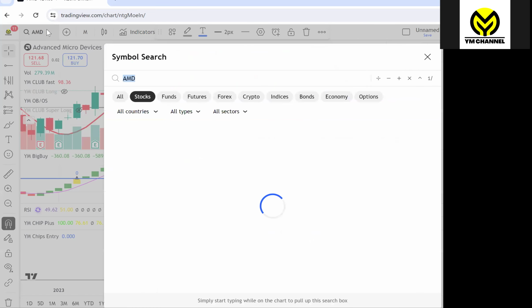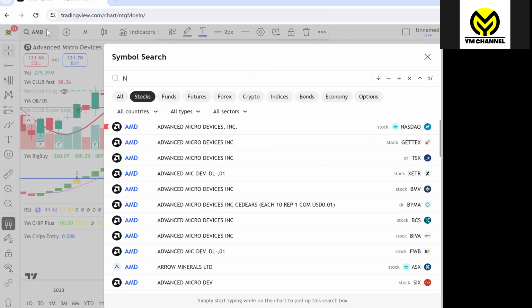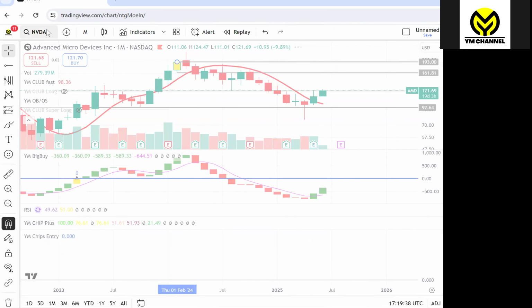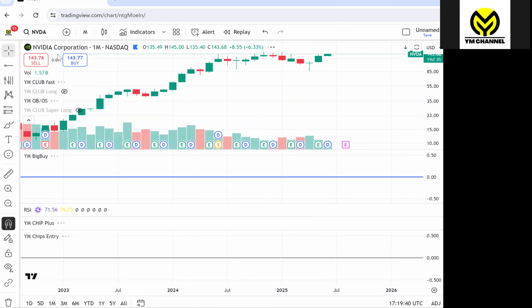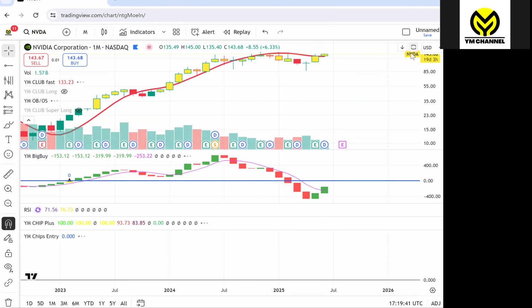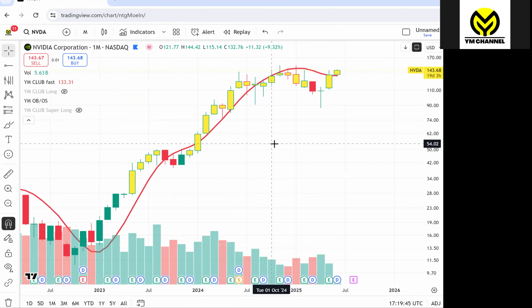Okay. Another thing I want you to see is NVIDIA. NVIDIA is a bit different from AMD. So when we look at NVIDIA, NVIDIA is a bit ahead of AMD.